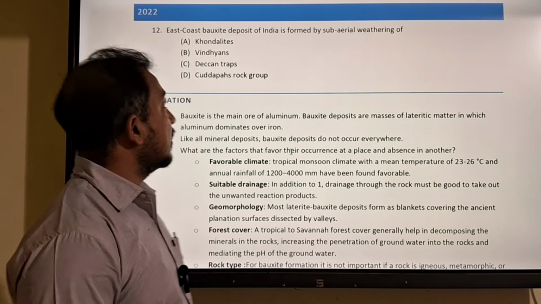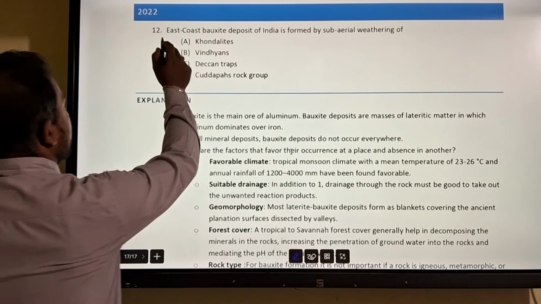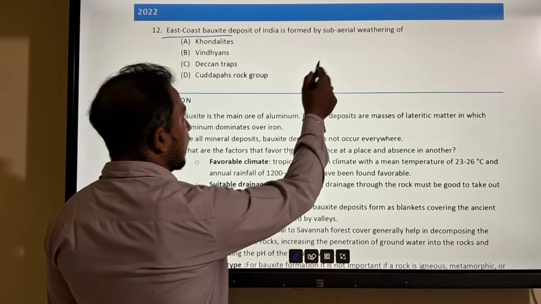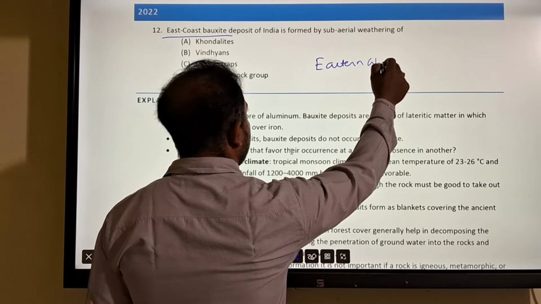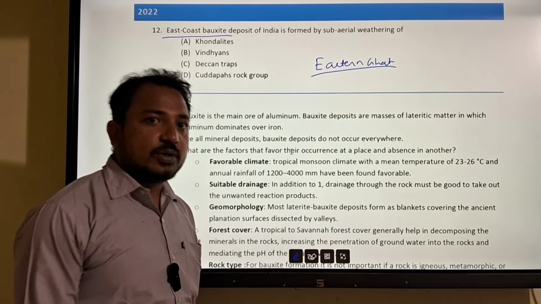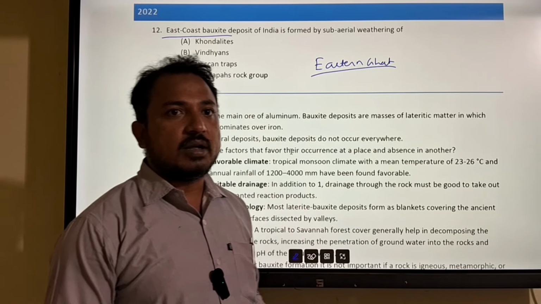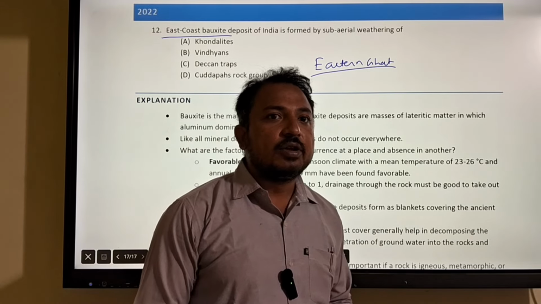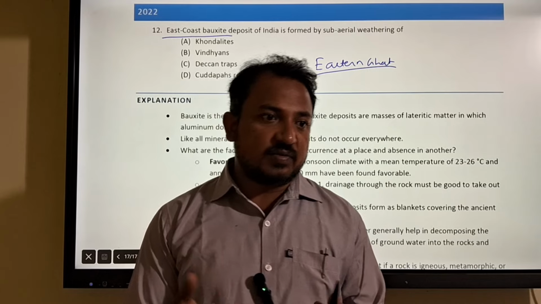So come to the next question, that is East Coast bauxite deposition. East Coast bauxite is deposited in the Eastern Ghat region, in Odisha. You will get it in the Kalahandi, Rayagada and Koraput region. And in Koraput you will get bauxite deposition at Panchpatmali, which is a very famous deposit.